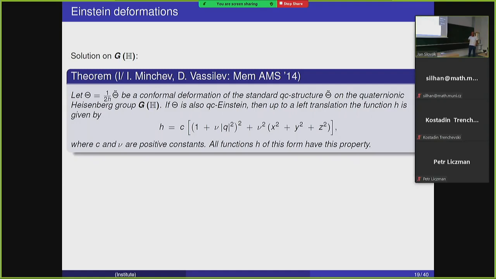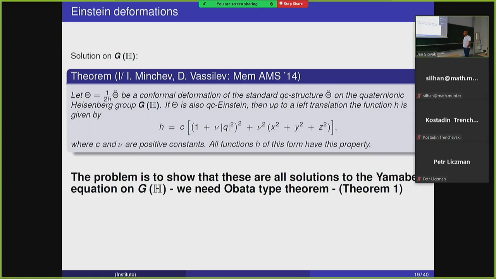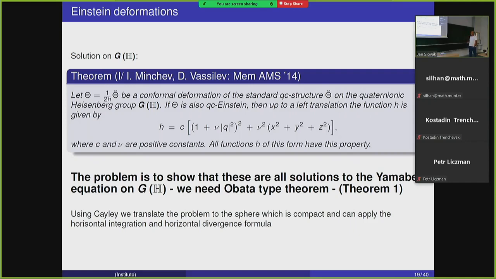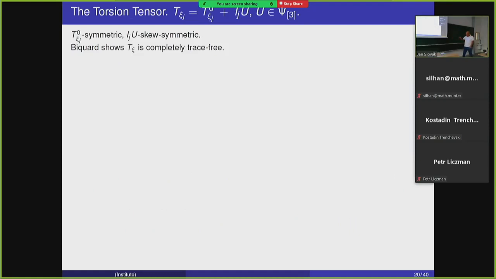And so the problem is to show that there are no more. So the problem is to show that these are all solutions to the Yamabe equation. So we need a Obata type theorem, Theorem 1, which I displayed. And so how can one do this? Using the Cayley transform, we translate the problem to the sphere, which is compact, and can apply the horizontal divergence formula, and in this way we show that there are no more solutions.